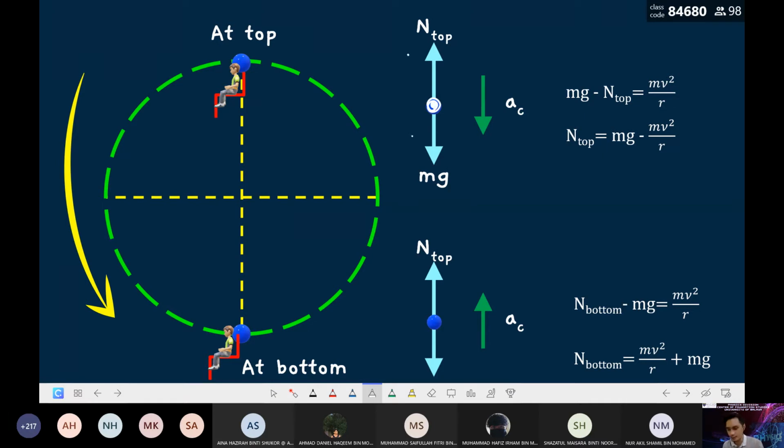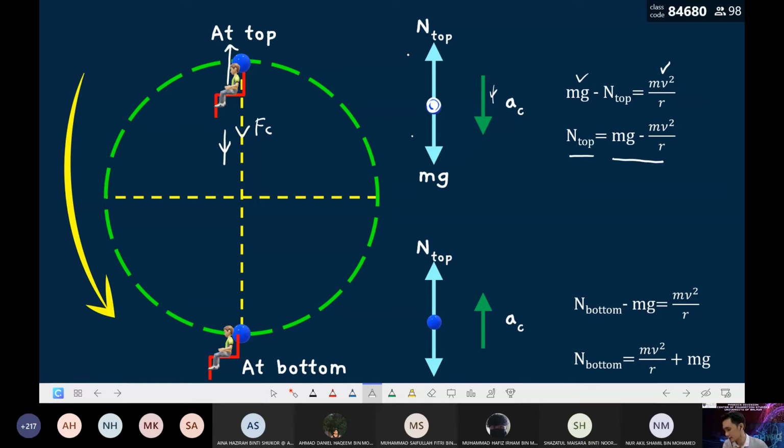And we know that the centripetal acceleration or centripetal force always points to the center. So at the top, it has FC pointing to the center. That's why I put AC downwards. So when AC is downwards, mg and AC are in the same direction. So mg, I equate it with FC. Then we minus N top. N top is upwards. So we get N top equals minus mg minus mv square over R.